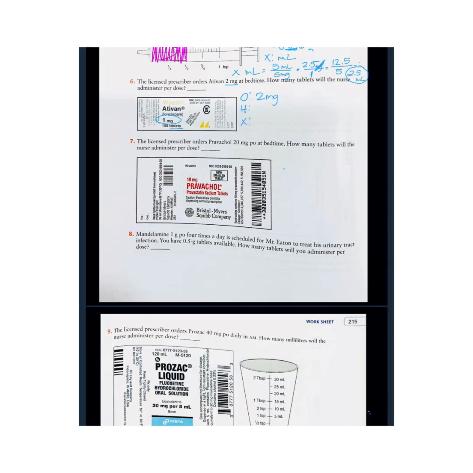My medication label tells me I have 1 milligram per tab. I need to end up with tablets. My question is asking me how many tablets. So X tabs equals 1 tab, and insert that over 1 milligram.